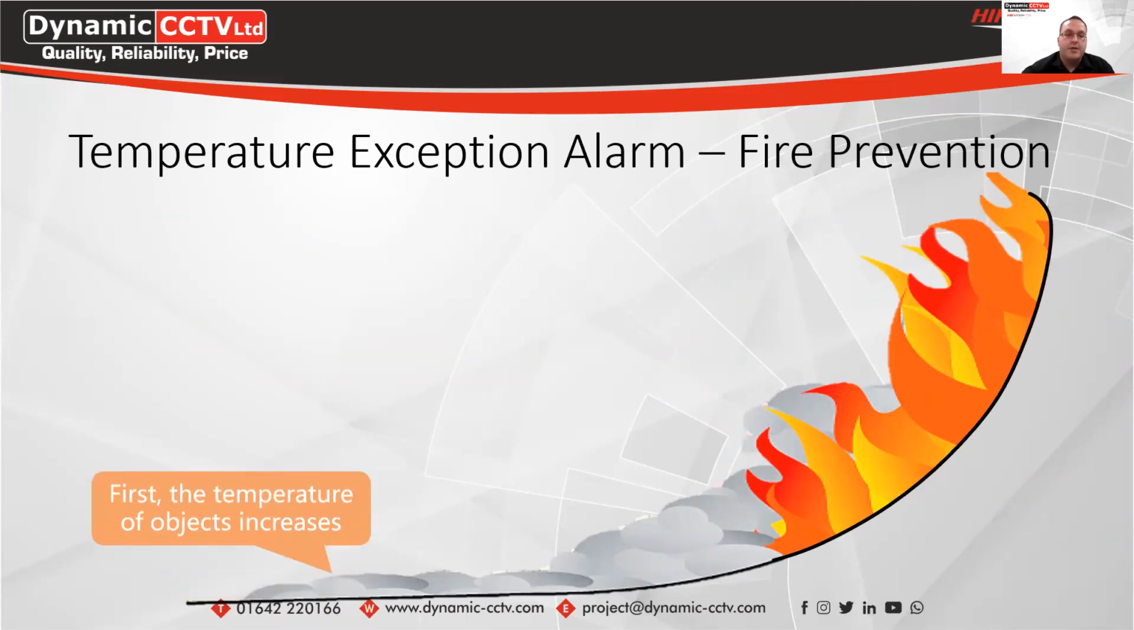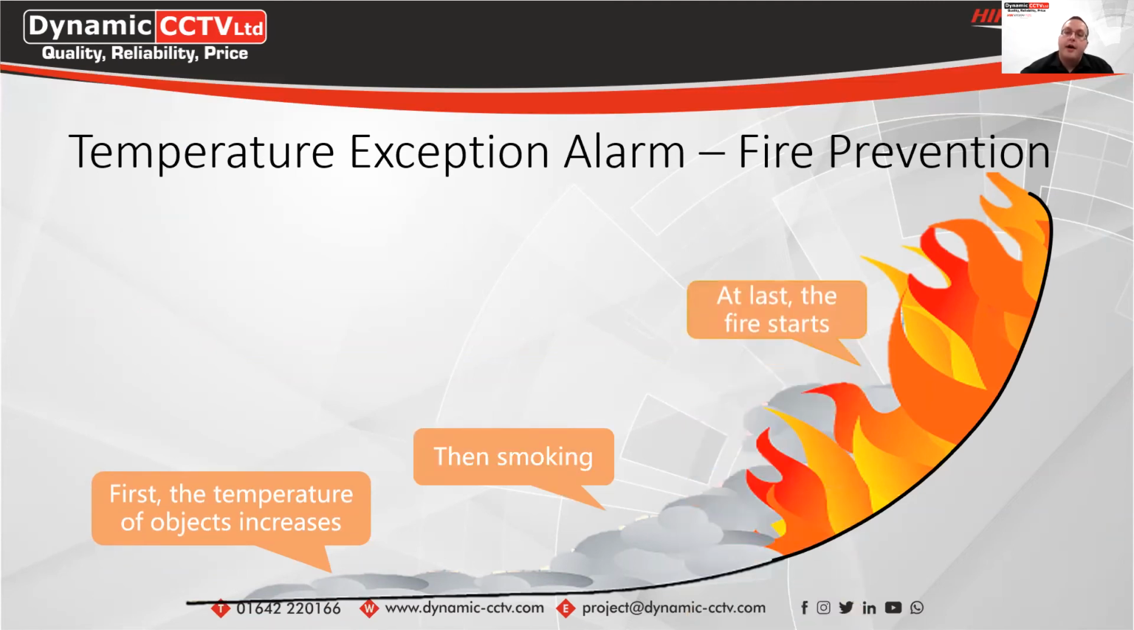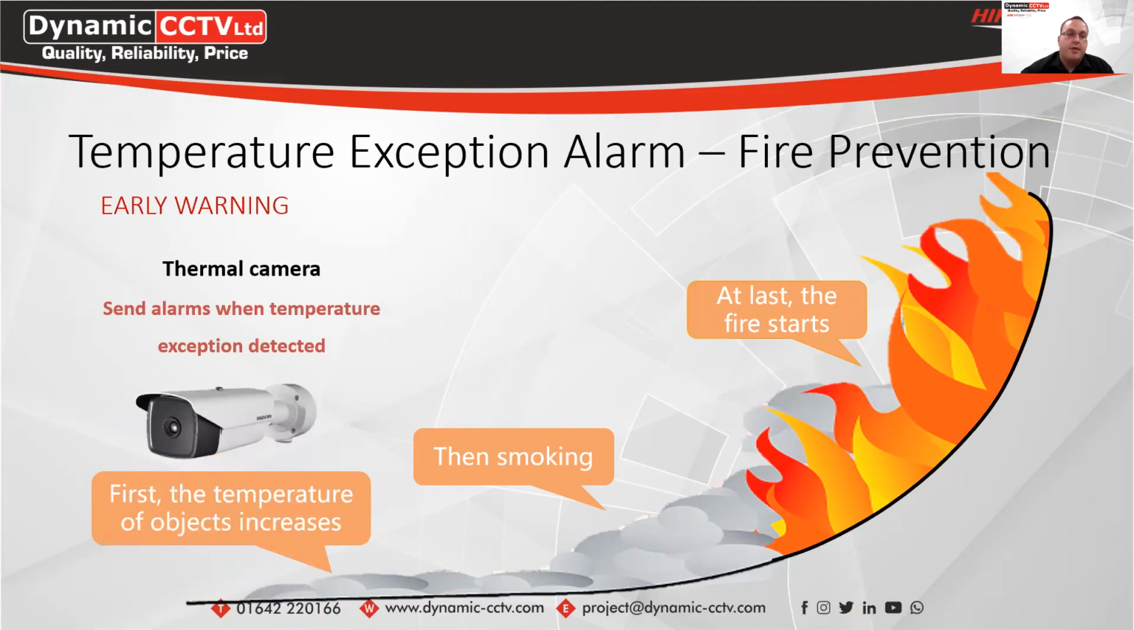First the temperature of the object increases, then the object starts to smoke, and then the fire starts. With the thermal cameras, you can detect the actual temperature increasing or going above the temperature that you've set for the alarm event on the camera. So it can be used as an early warning and detection system, which can make it much easier and much quicker to detect any issues or prevent any fires from occurring on site.